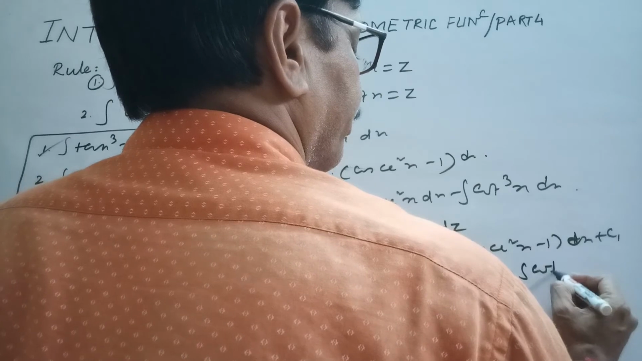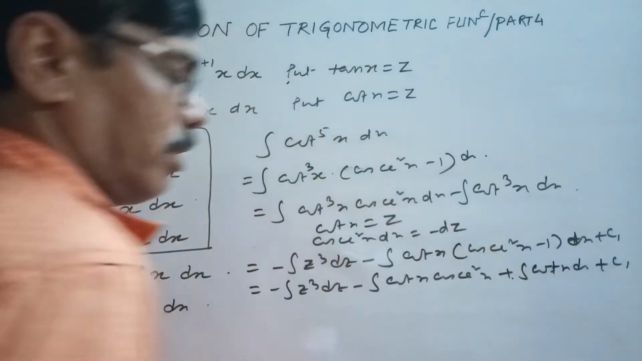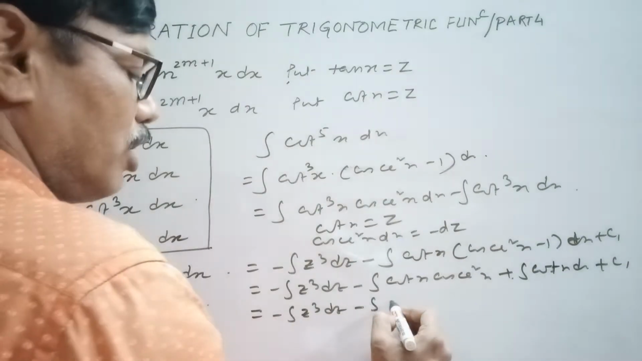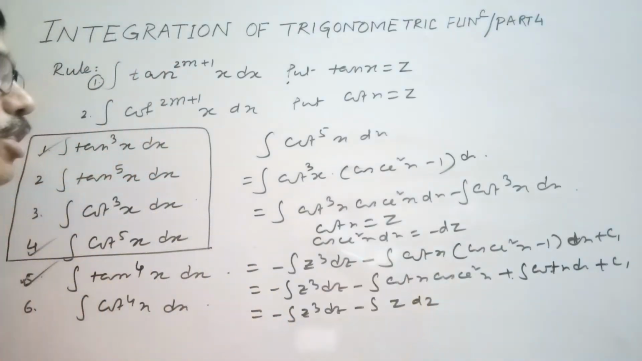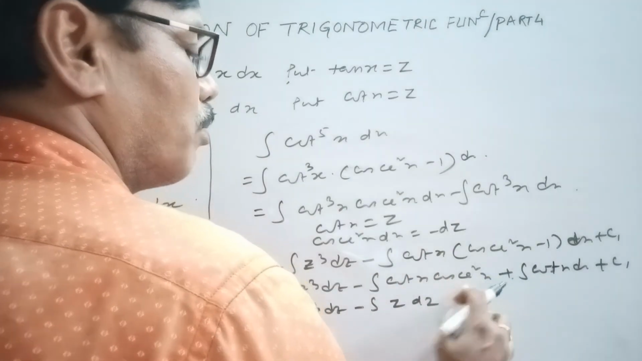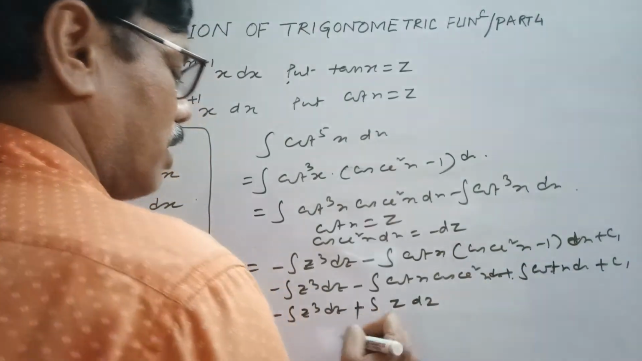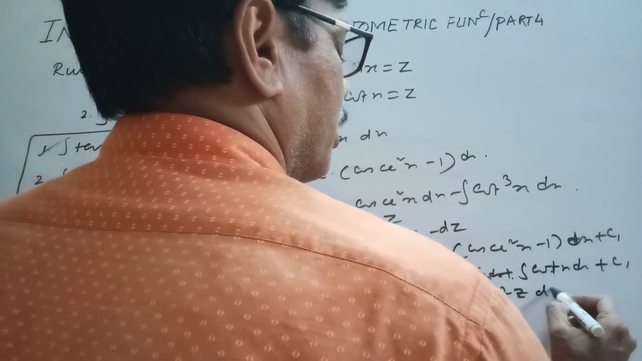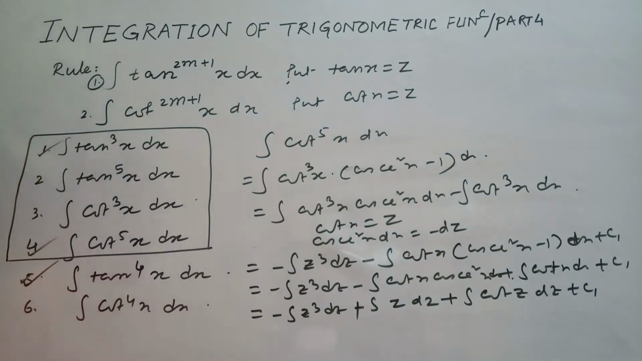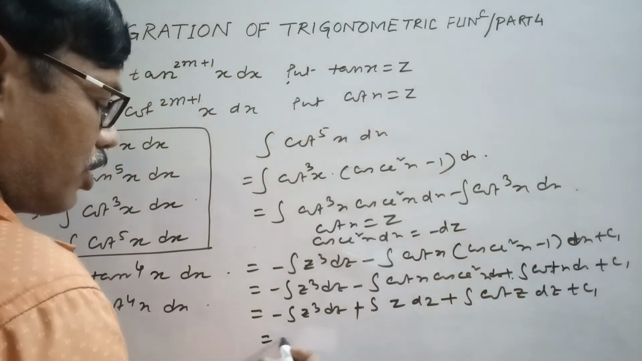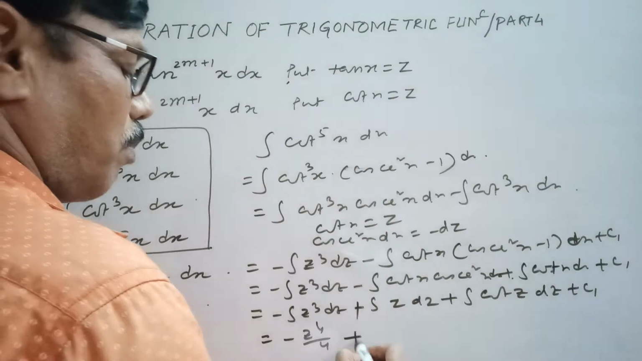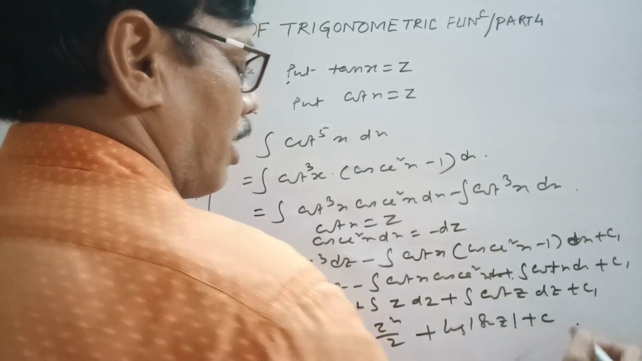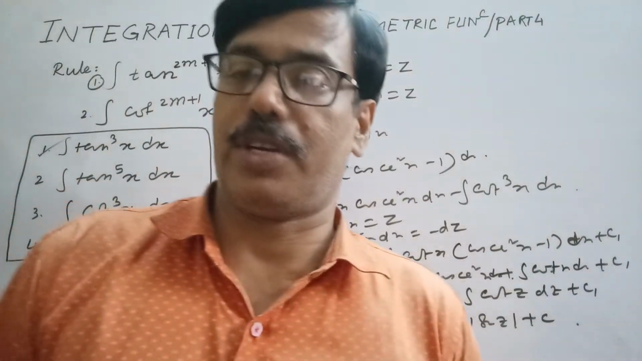Cot x dx plus 1. Now this is minus z cube dz, and this is z dz, but this is minus dz, so minus minus plus, and the integration of cot z dz plus 1. Now all are in standard form. So minus z to the power 4 by 4 plus z square by 2 plus log sin z plus c, where z equals cot x.